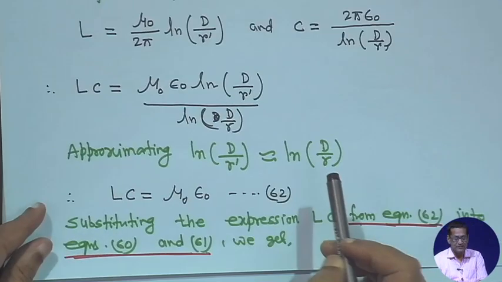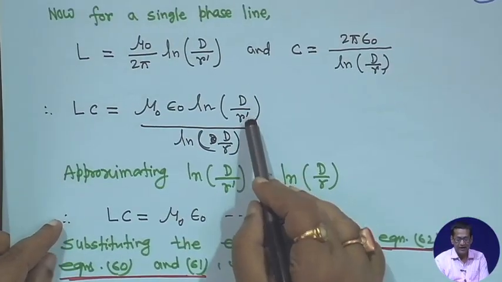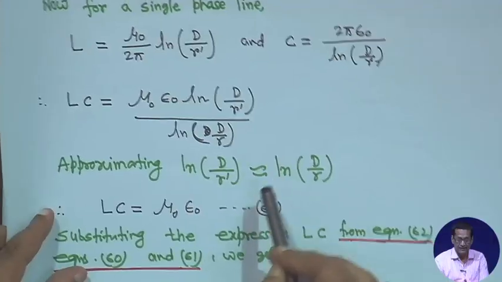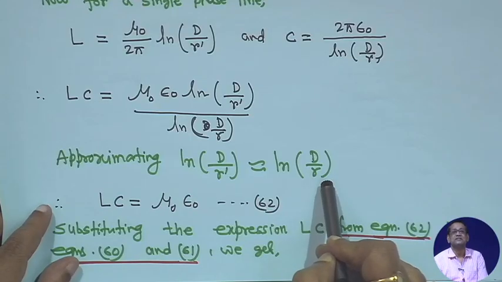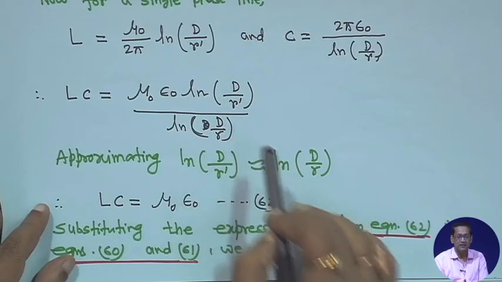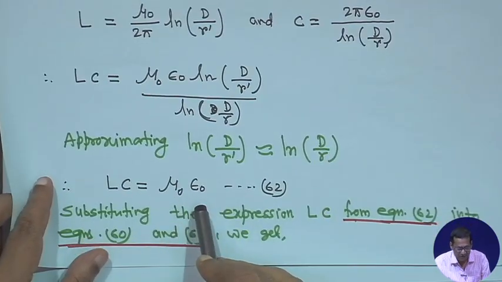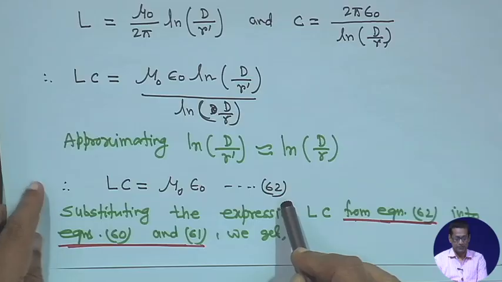Now, we will make an approximation: we assume that the natural log of d upon r dash is equal to ln d upon r. This is an approximation we are making. If these two are approximately equal, then L C is equal to mu 0 into epsilon 0. This is equation 62.